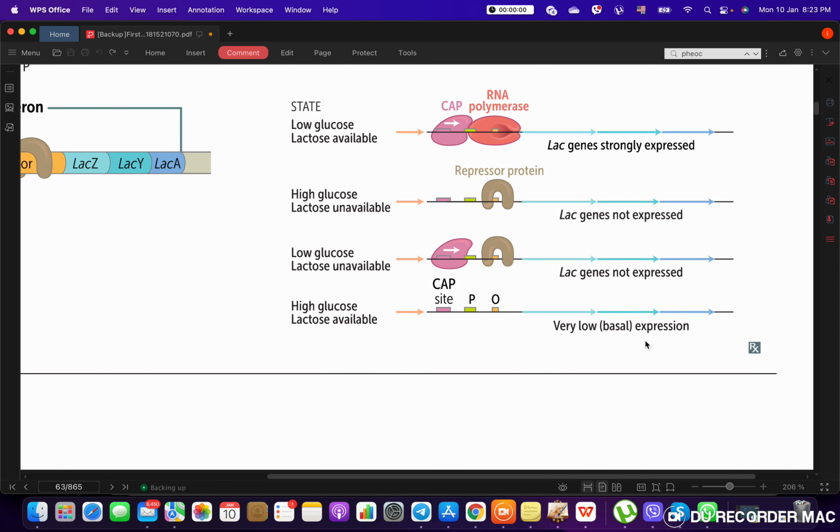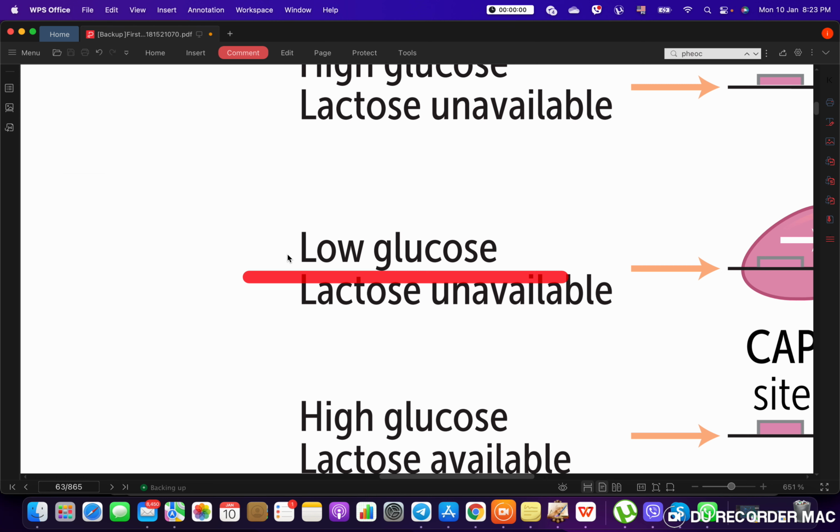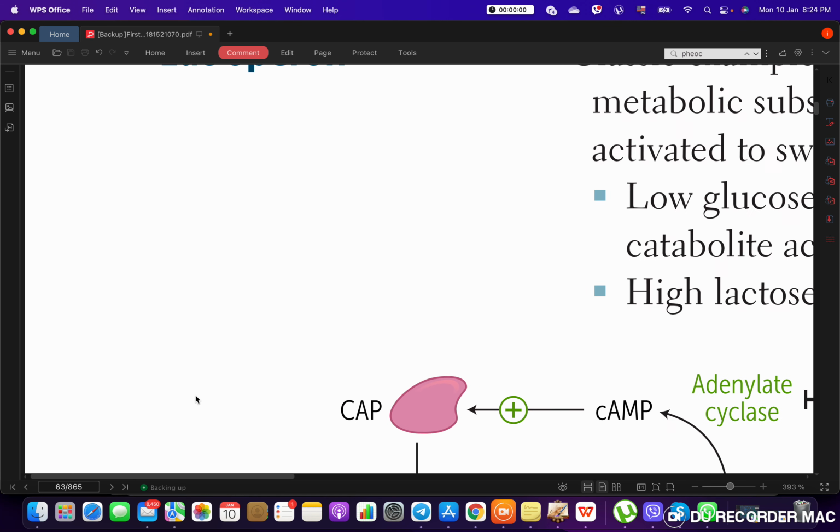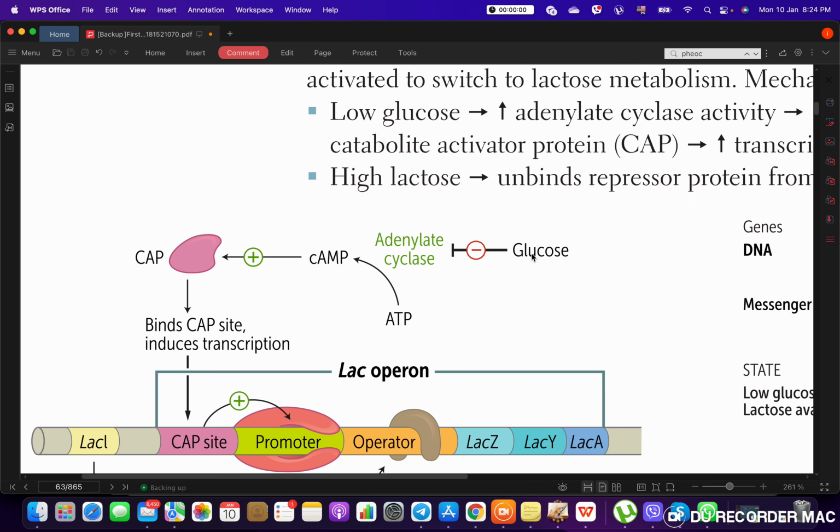The next case is low glucose and the lactose is unavailable. Let's see what happens here. Low glucose, okay. If there is low glucose, what happens to cyclic AMP? Low glucose, remember, adenylate cyclase will be activated. That leads to the CAP being activated. The cyclic AMP will go up, yes?